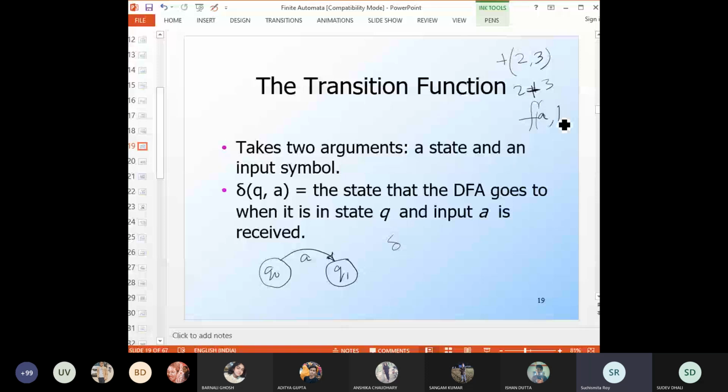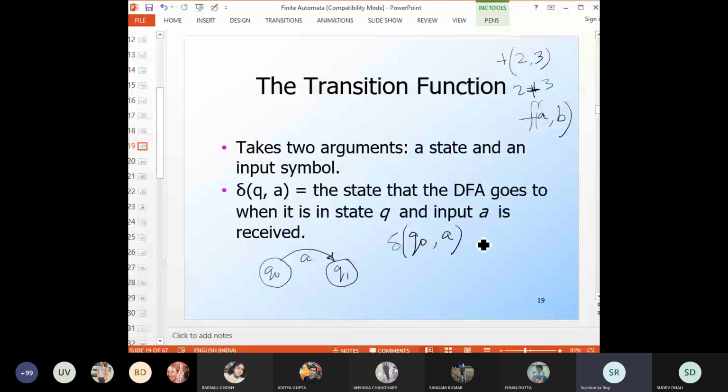So these are the parameters, the input parameters. Similarly here, delta takes 2 input parameters. What are the input parameters? The first is the state, which is the current state from which the transition is beginning. So this will be q0. And what is the second input parameter? It is the input symbol on which the transition happens. So this will be A. So this transition, we would call it delta(q0, A).